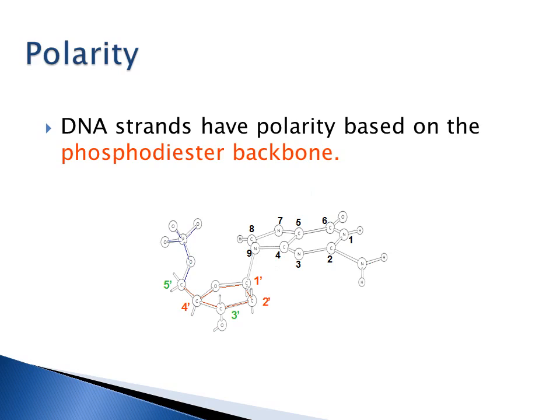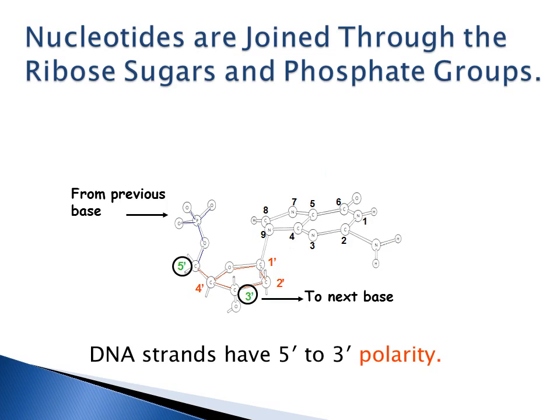That anti-parallel arrangement is because DNA has polarity, and this is based on that phosphodiester backbone structure. So when you're reading a DNA sequence, you always read it in the 5 prime to 3 prime direction because that's the polarity that DNA has.